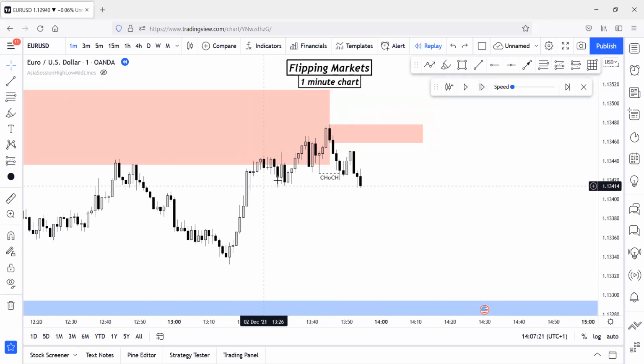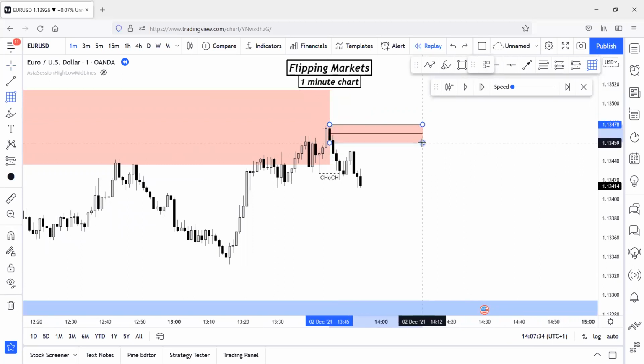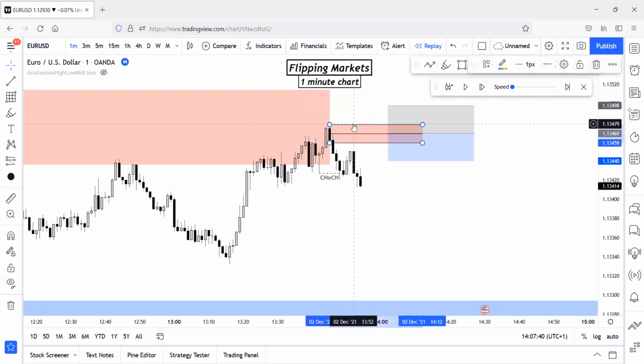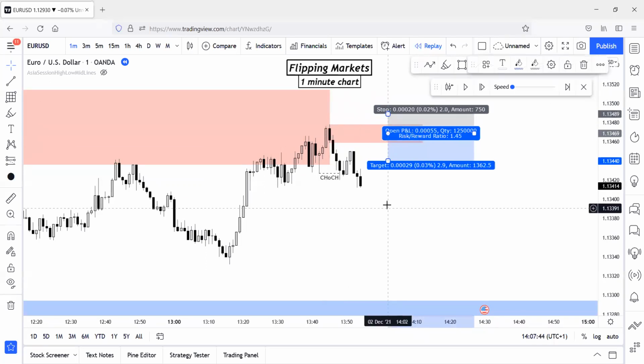And price actually broke that zone and created equal tops right here, just below the supply zone. So I would set my order on the 50% of this zone. So let's just use the gun box and put my limit on the 50% of this zone. And I will set 2-point stop loss.